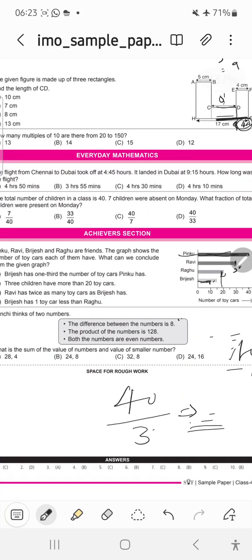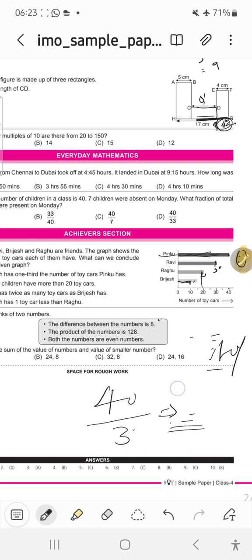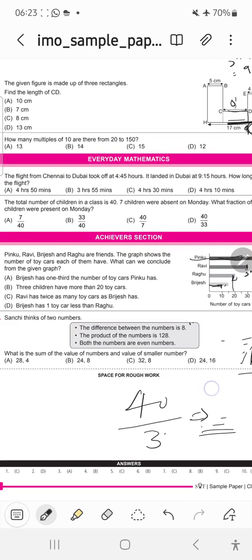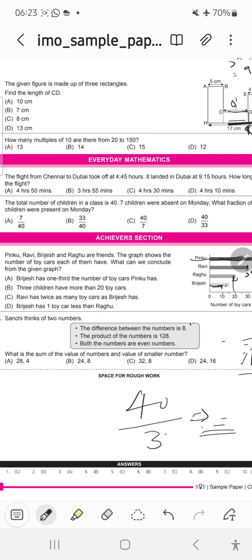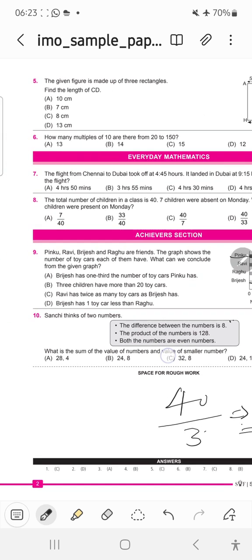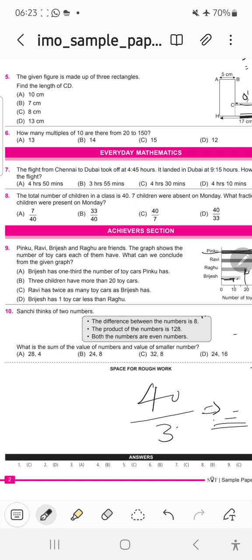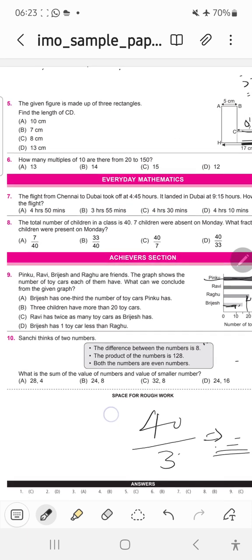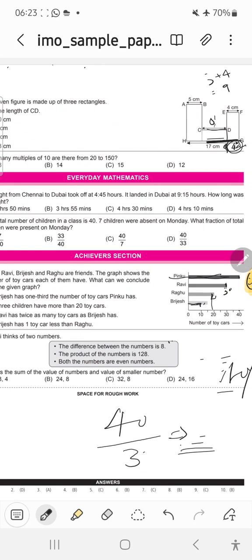Ravi has twice as many cars as Brajesh has. Ravi has twice. No, it has thrice. Brajesh has one car less than Raghu. No. I think we should go with option B. In this question number 9, we should go for Ravi has twice. Sorry, option C. Ravi has twice as many cars as Brajesh has.